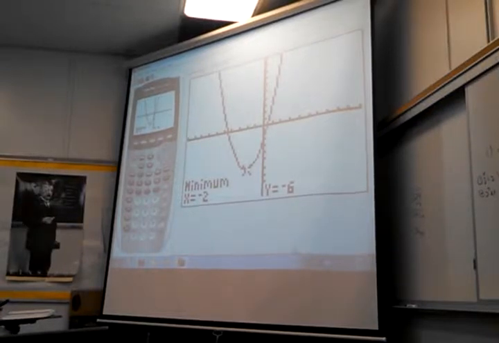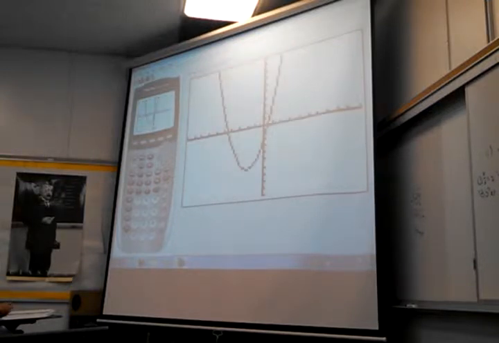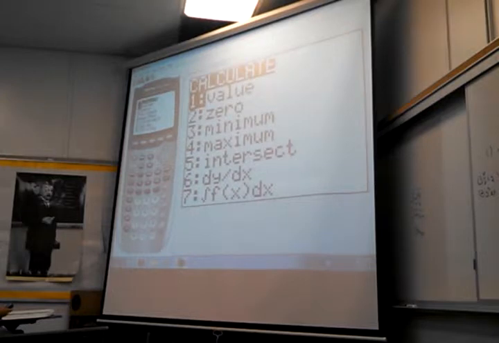While I'm here, I can't remember. How do I find these X-intercepts? How would I find that X-intercept right there? Not intersect. I don't have two functions here. I can't find where two functions intersect. What does the calculator call this X-intercept? Zero. It calls it the zero.